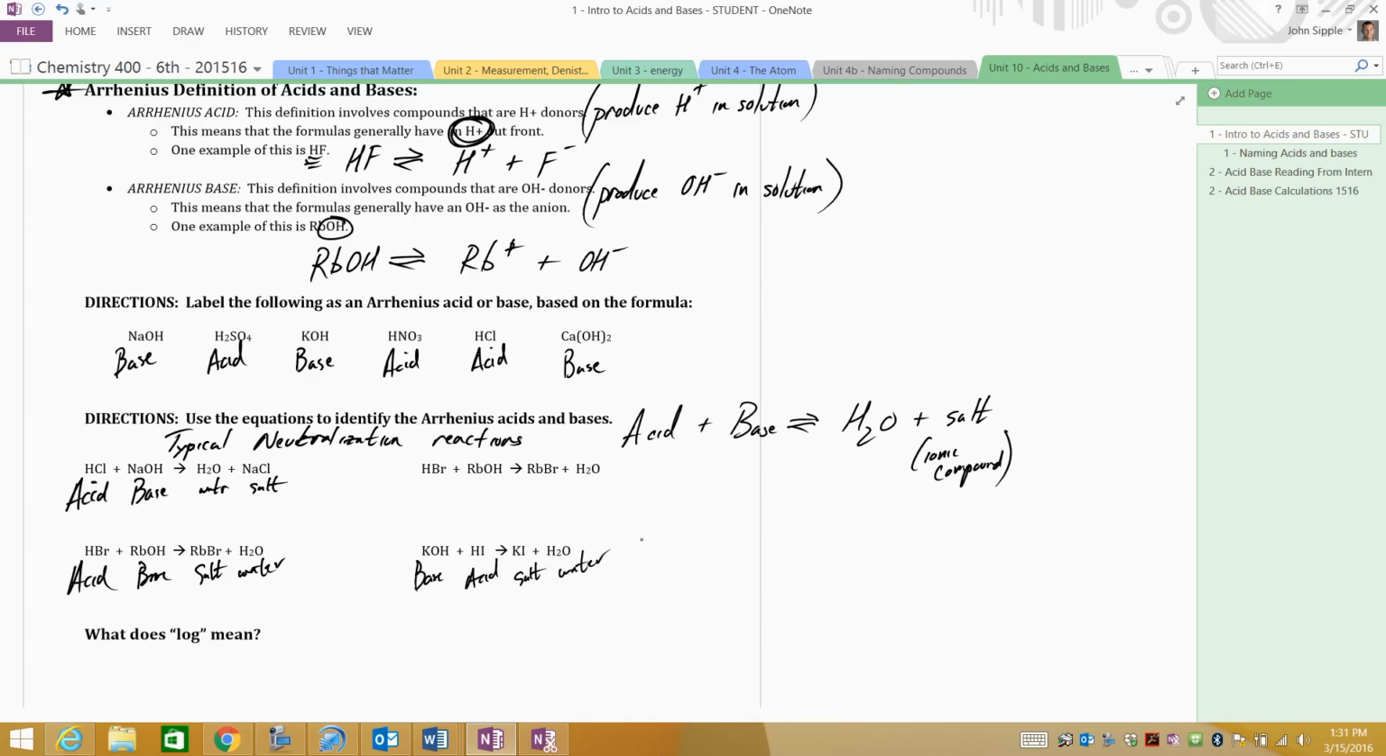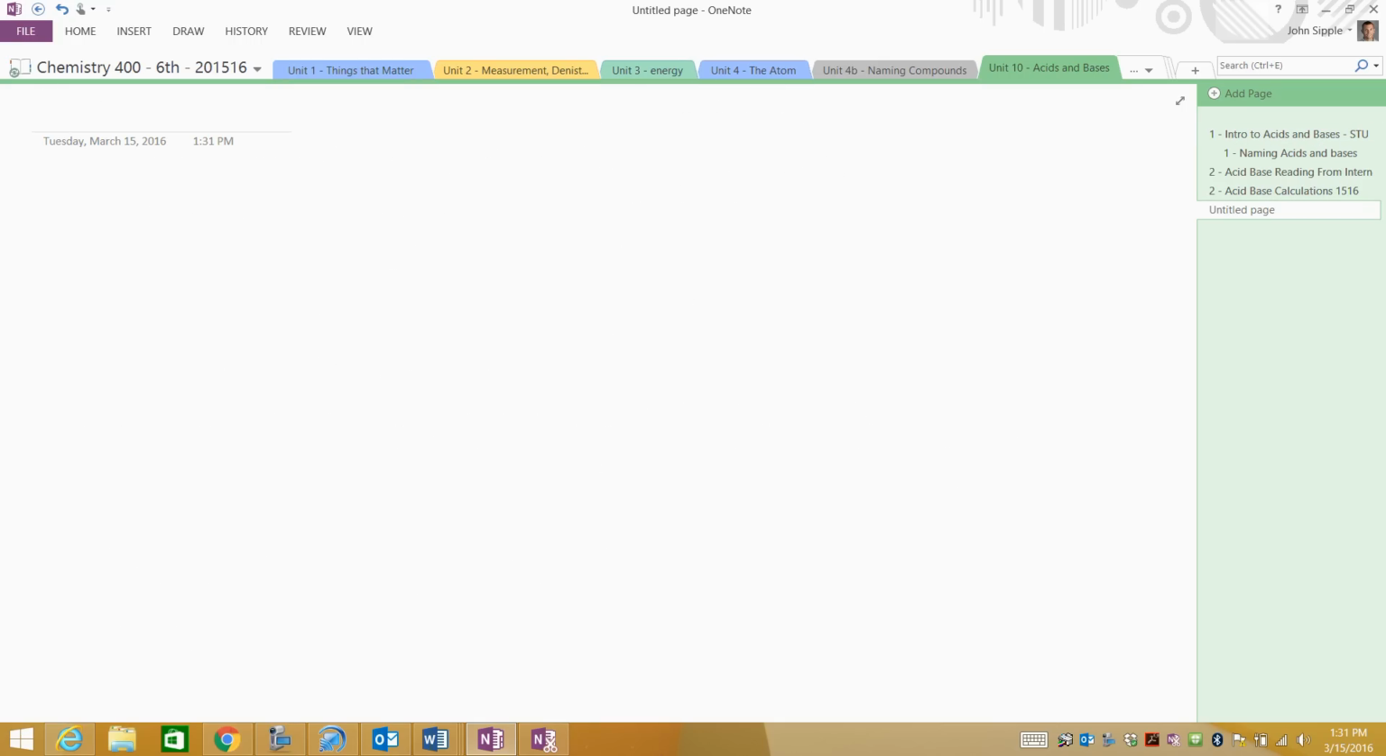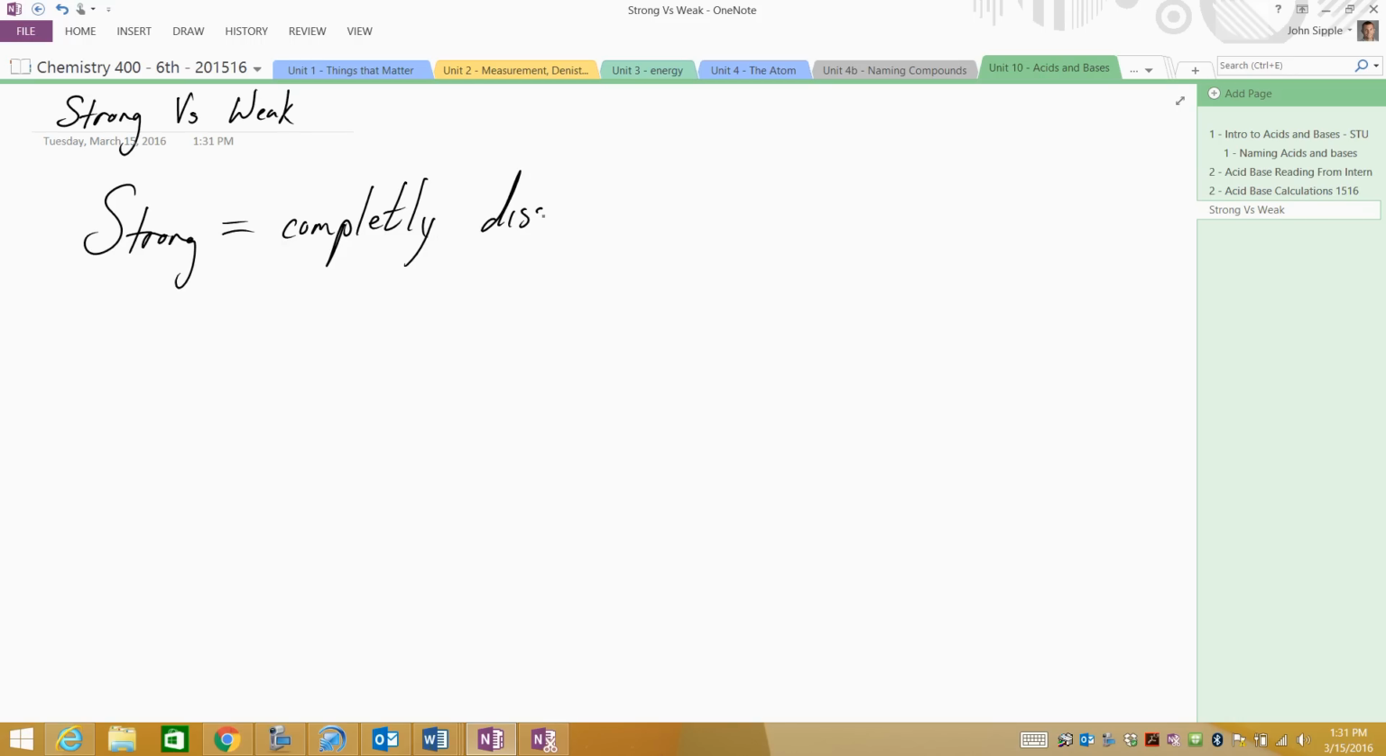Something also to consider here is strong acids and strong bases, and those are going to be really important. So maybe I'll just add a quick page here real fast. Strong versus weak. If we have a strong acid or base, that means it completely dissociates in solution. What does it mean to dissociate yourself?